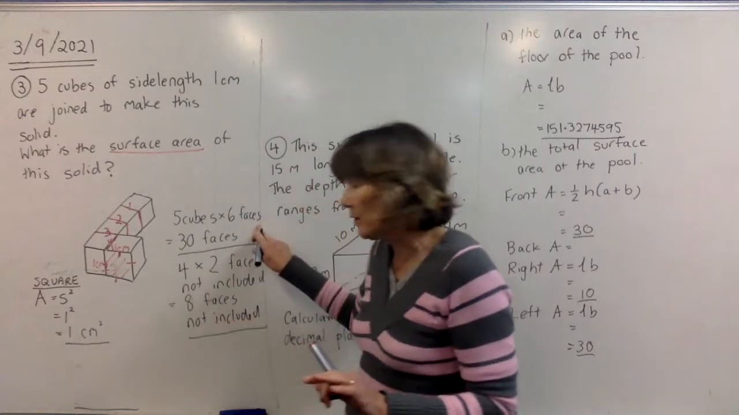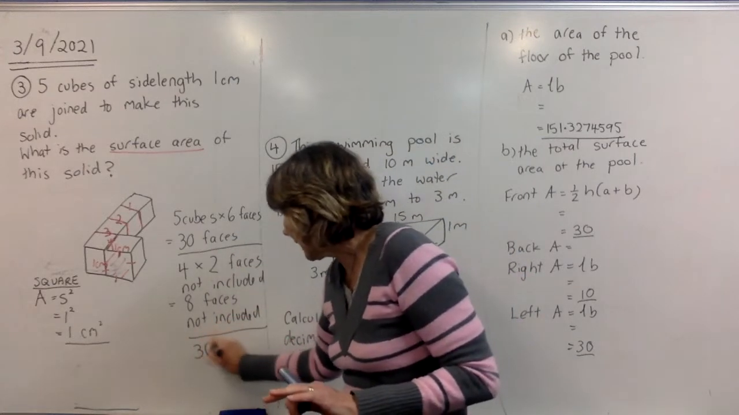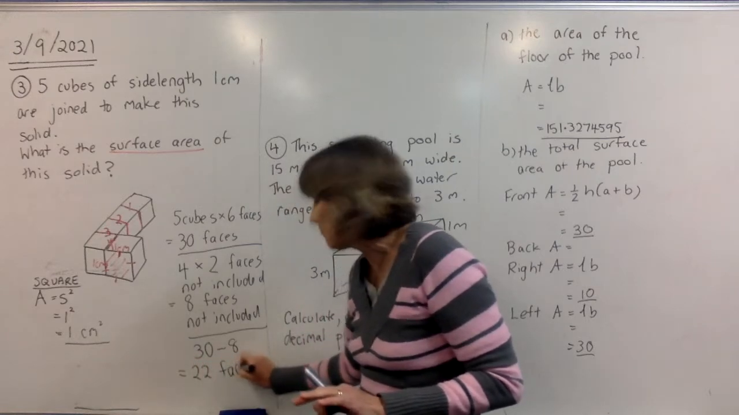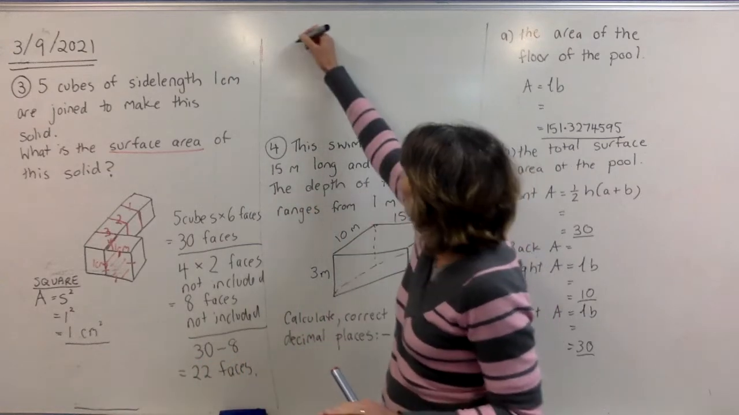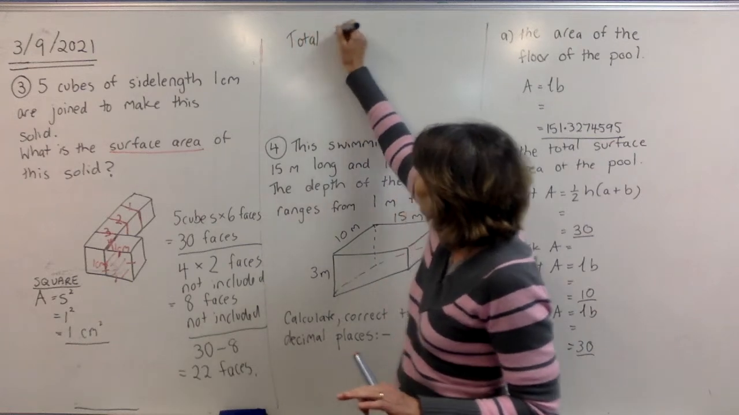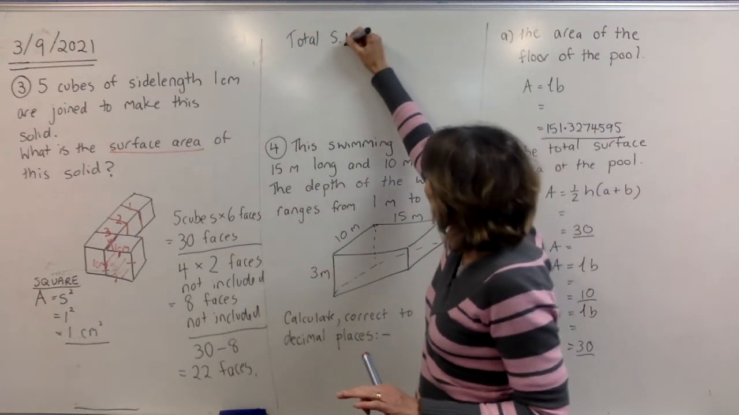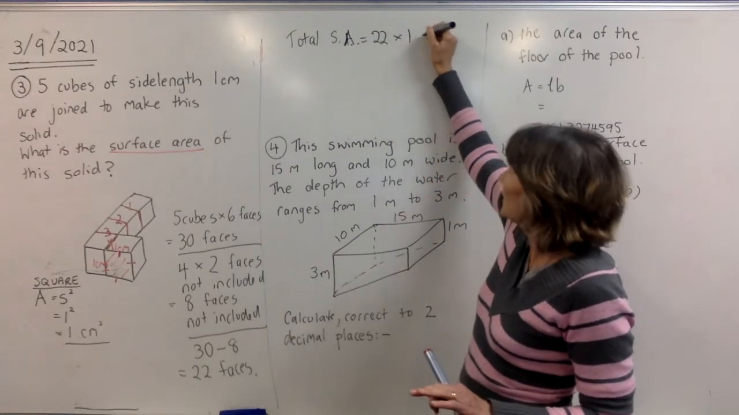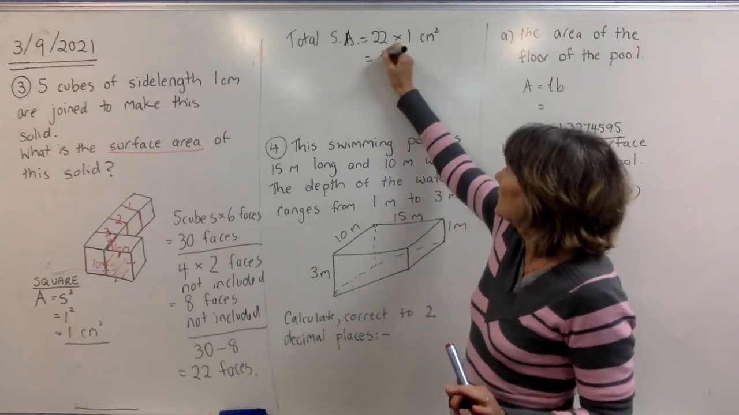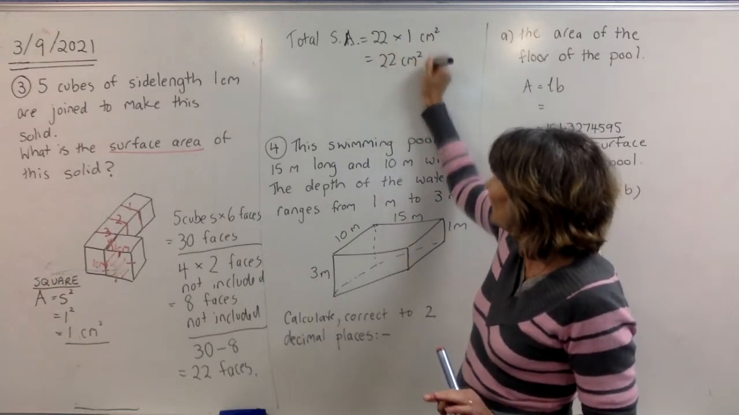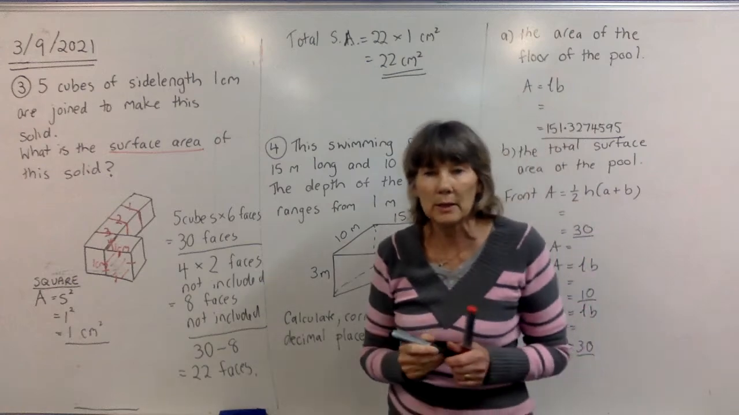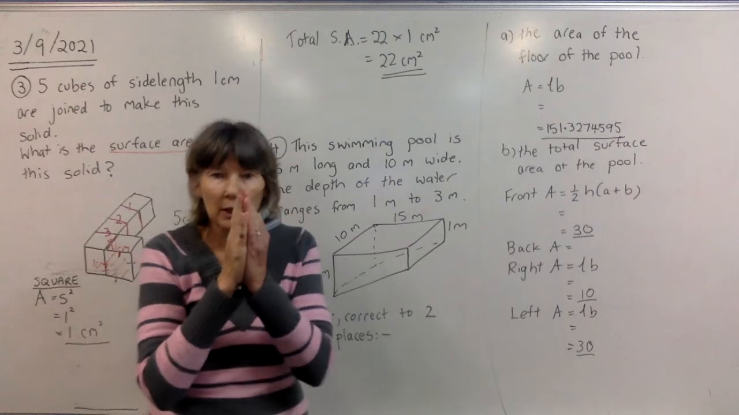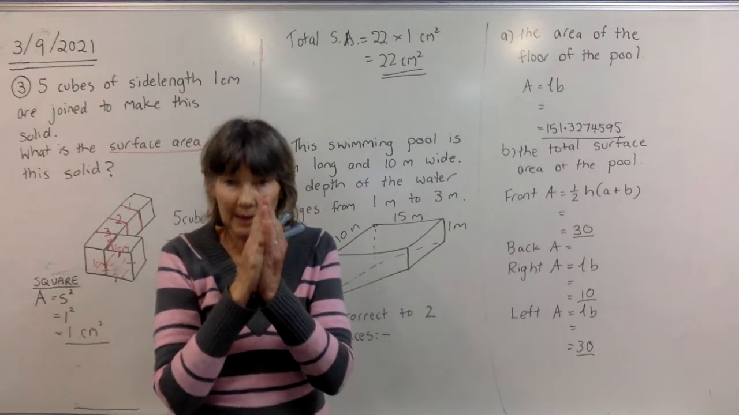So, if we have 30 faces, take away 8, that means we have 22 faces that will get paint. Now the total surface area will be those 22 faces times 1 centimetre squared for each face. So our total surface area that would be painted is 22 centimetres squared. They're a bit tricky, but when you glue them together, there are 2 faces being eliminated each time.